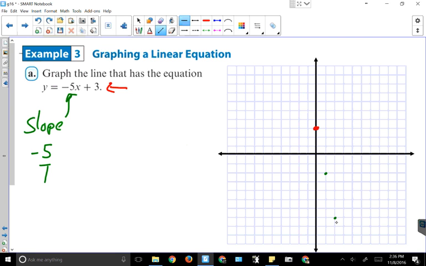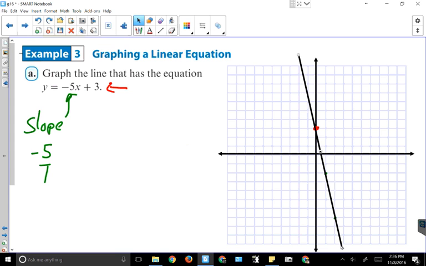Go through there. Now, of course, you guys would be using a ruler, right? Or a straight edge or something like that. But that's all it takes. That's the easy one, isn't it? Okay. Now, like I said, you've graphed this stuff before. Don't let it bother you.